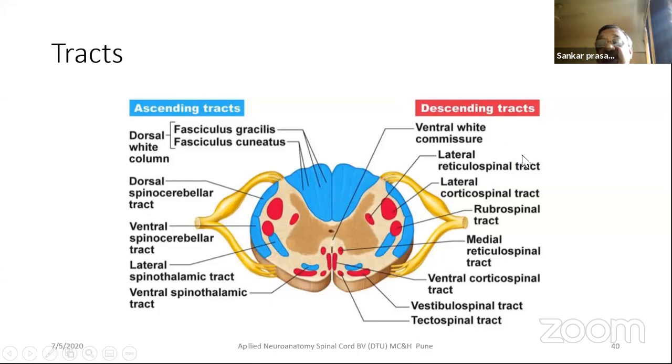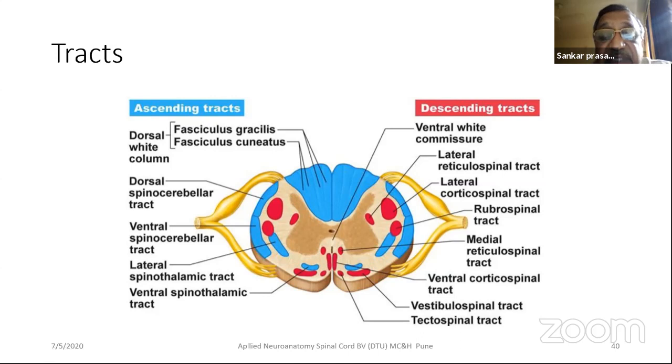And the descending tracts are usually the lateral corticospinal tract, that's important. In the lateral funiculus, you also have company to the lateral corticospinal tract, one coming from the reticulospinal region, the reticulospinal tract, the other one from the red nucleus, the lateral rubrospinal tract. And in the anterior part you have the ventral corticospinal tract, which is about 10% of the fibers, and the tectospinal and vestibulospinal tracts, and medial reticulospinal tract.